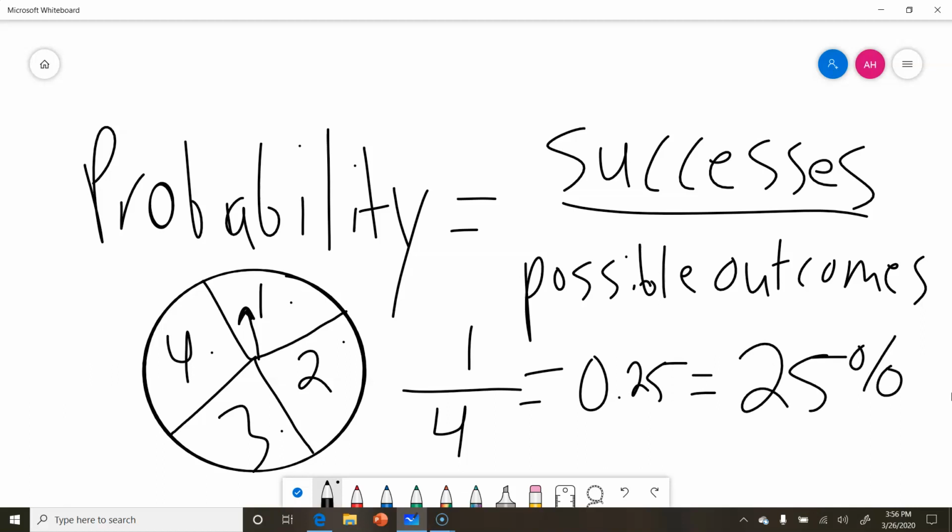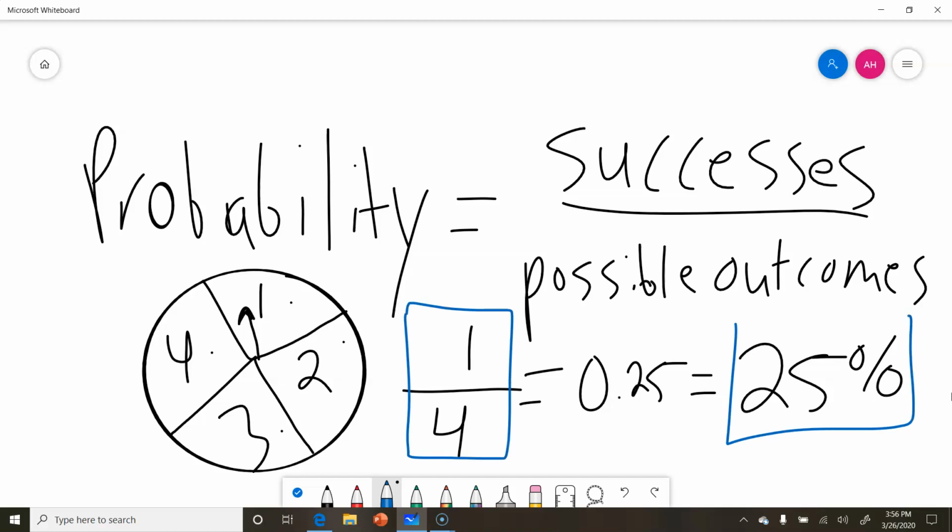Does everybody see how we did that? You can write it as a fraction right here with the 1 over 4, or you can write it as a percent. Okay, there's 1 out of 4 options, right? It's successes over possible outcomes.